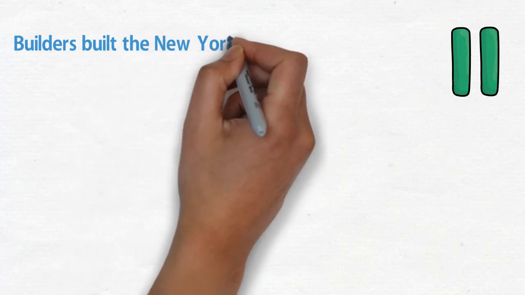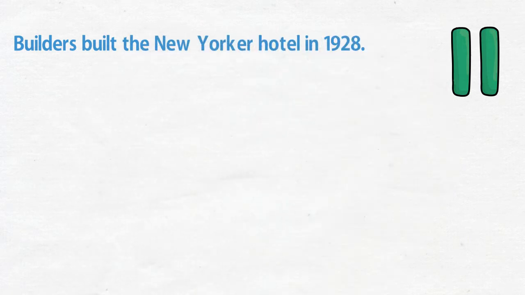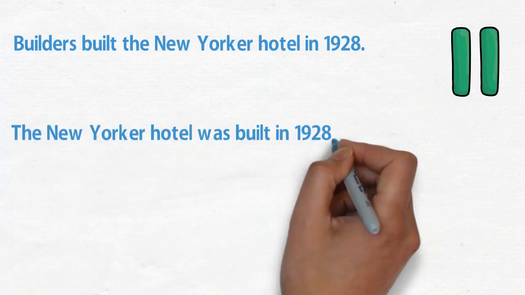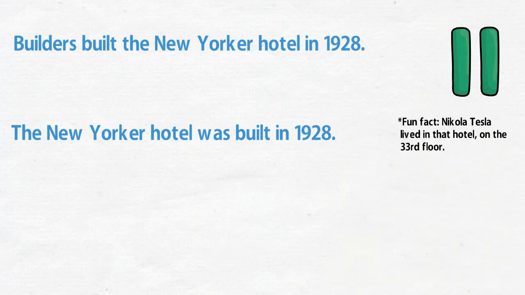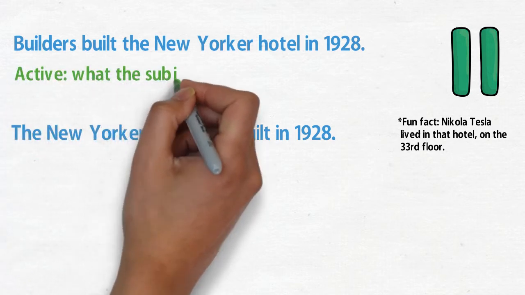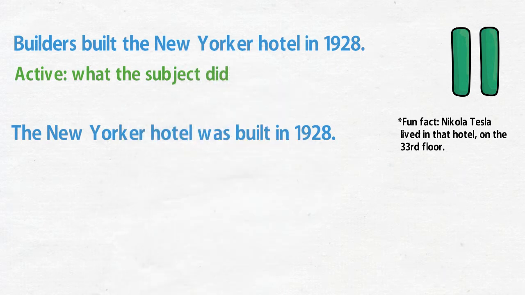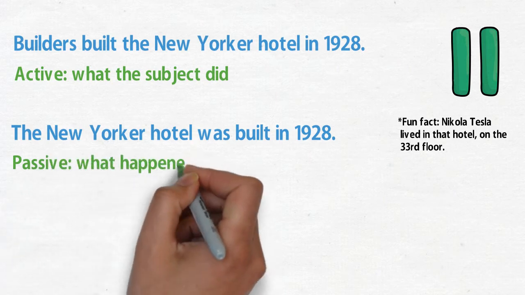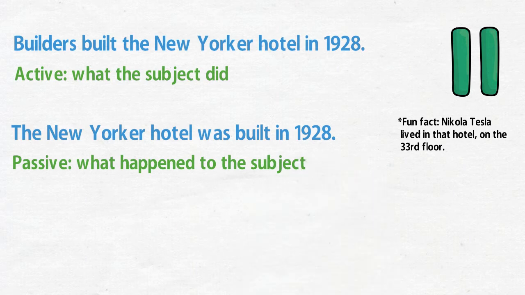Take a look at this sentence. Pause the video and try to determine which sentence is active and which one is passive. The builders built the New Yorker Hotel in 1928. The New Yorker Hotel was built in 1928. The first sentence is obviously the active one. We typically use the active sentences when we want to say what the subject did. The second sentence is the passive one. We would use a sentence like that to explain what happened to the subject.